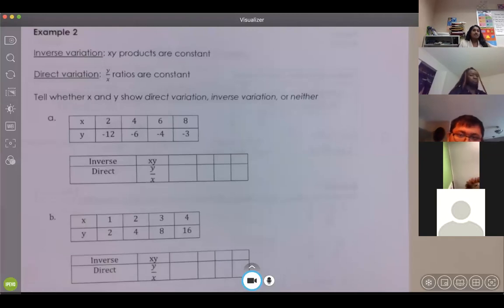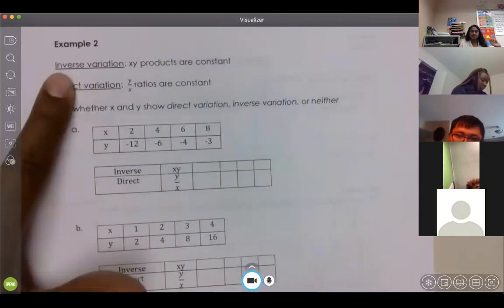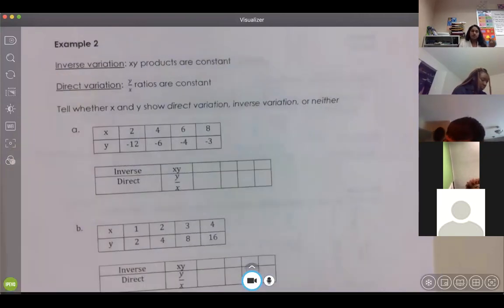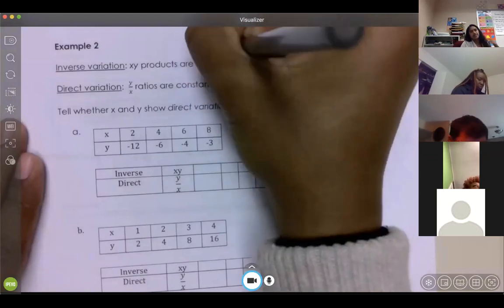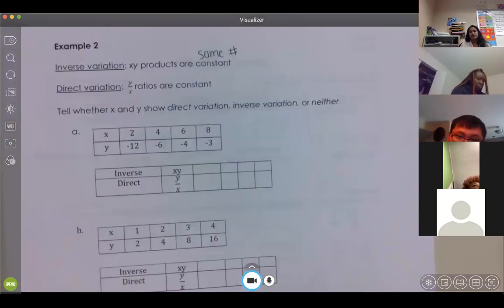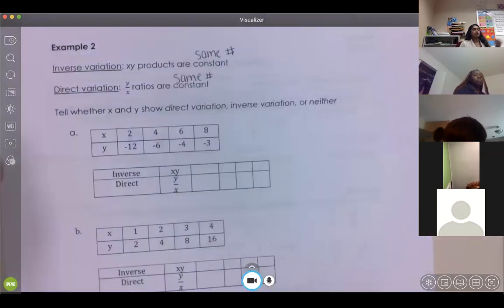To check if it's inverse variation, you want to multiply the x's and y's together. And if it gives you a constant, another word for constant is the same number. So if it keeps giving you the same number, then that's going to be inverse variation. For direct variation, you're going to divide y divided by x. And if that keeps giving you the same number, in other words, if it's constant, it's going to be direct. I always remember direct divide for these tables.